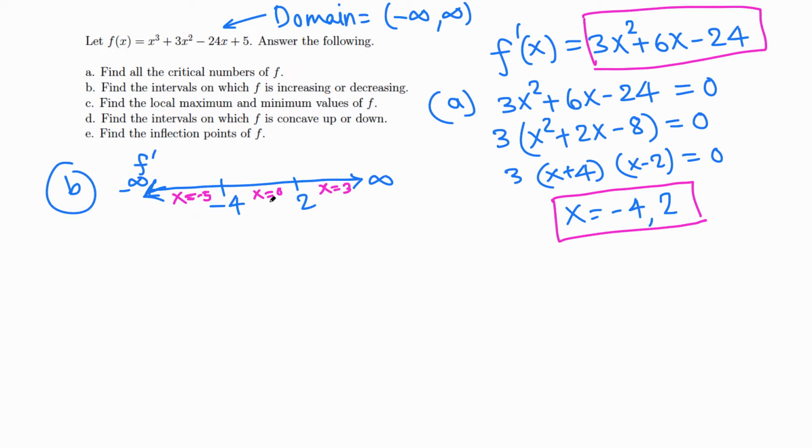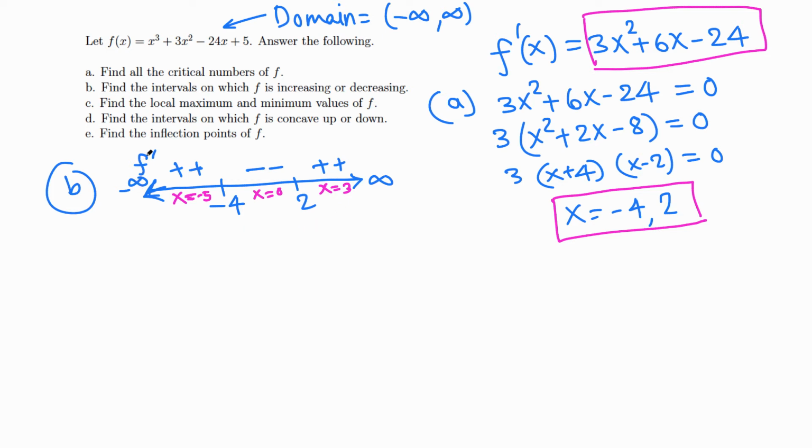Okay, let me start by plugging in 0 because it's easier. If we plug in 0, we get negative. So I get negative some number, negative 24, but I don't need the exact number, I just need the sign. So negative. Now let's plug in negative 5. 3 times negative 5 squared plus 6 times negative 5 minus 24. Use your calculator, you are going to get some positive number. In the same way, plug in 3. 3 times 3 squared plus 6 times 3 minus 24 is going to be some positive number.